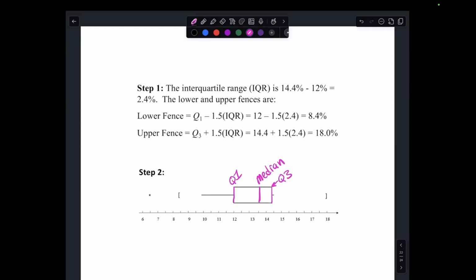And then enclose them in a box. Then you just enclose them in a box. This is the box part of your box plot.